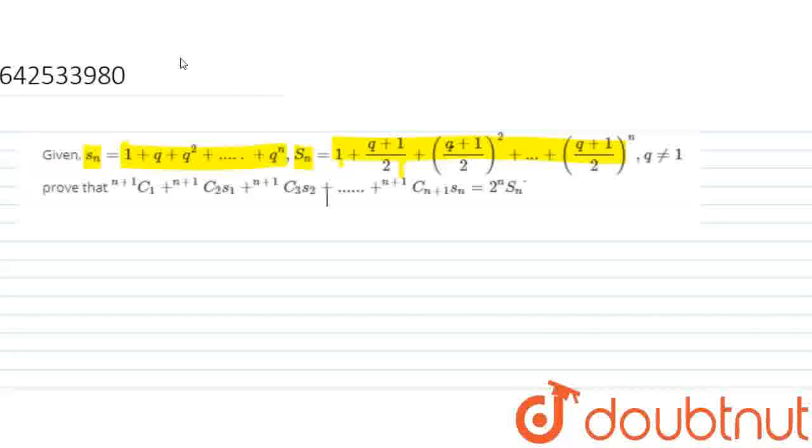Now we have to prove that n plus 1 c1 s0 into n plus 1 c2 s1 into n plus 1 c3 s2, this is the multiplication of these things. Now we will go one by one.